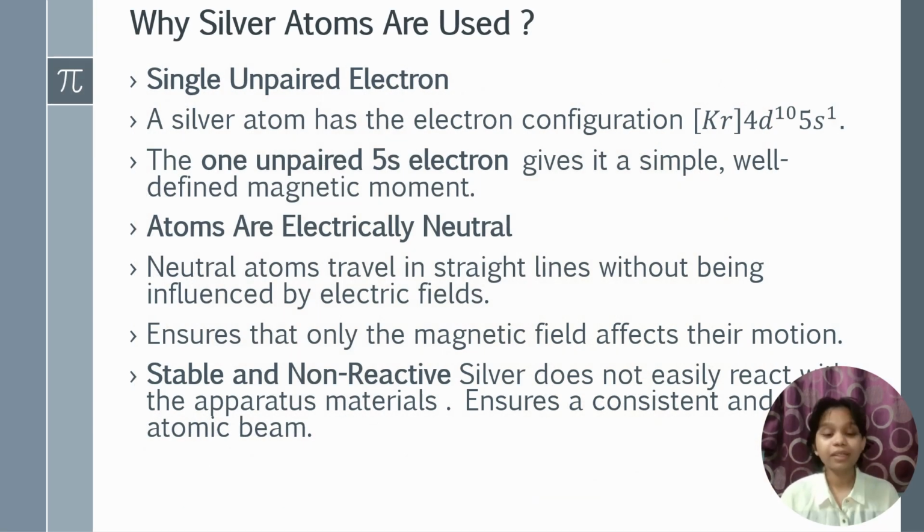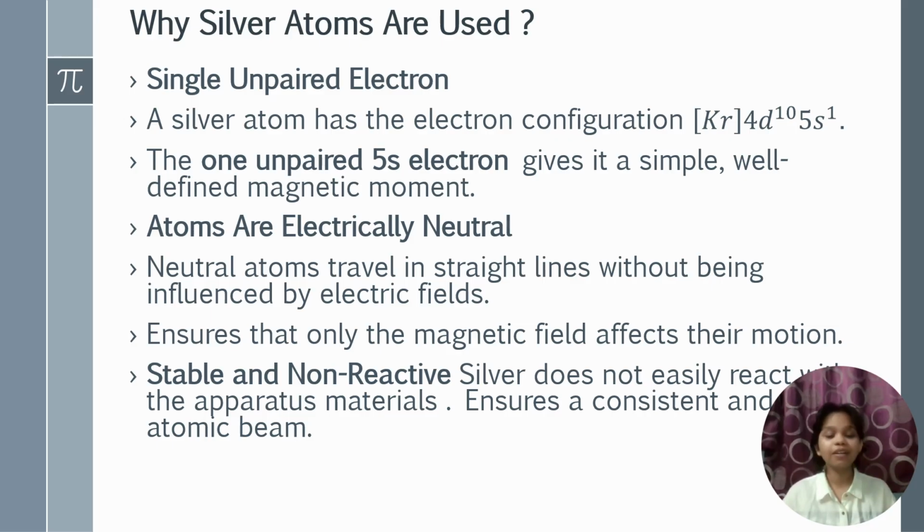Now, the point that I want to make is why the silver atom is specifically used in this experiment. Why isn't any other atom used except silver? Silver has a single unpaired electron. Silver has the electronic configuration of krypton 4d10 5s1. So the one unpaired 5s electron gives it a simple, well-defined magnetic moment.